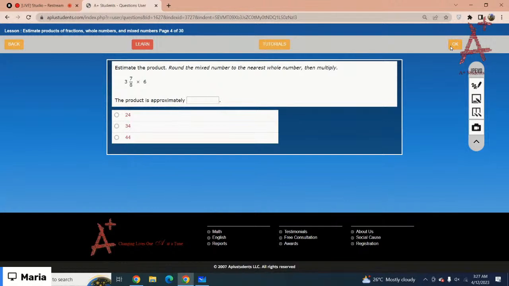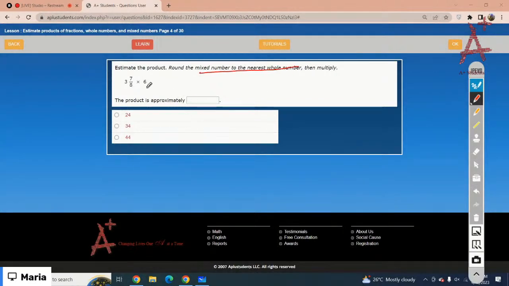Okay, the next one is 3 whole 7 over 8 times 6. Just round the mixed number to the nearest whole number. Got it? So just round this one. 7 over 8 is greater than 1 over 2. So it would be rounded off to 4. So 4 times 6 is, yes, 24 is the correct option.